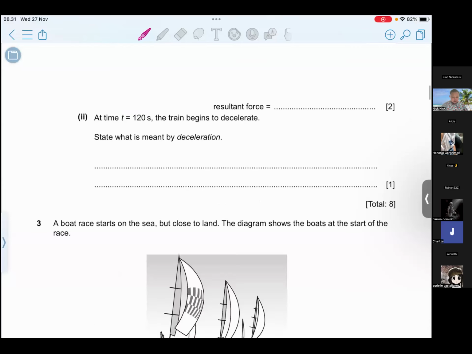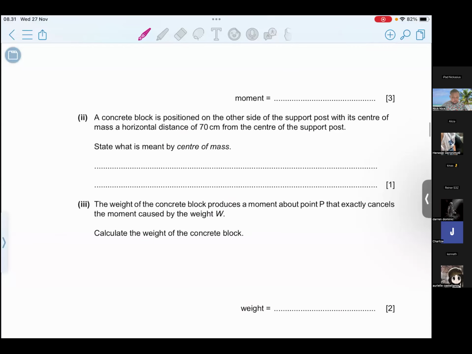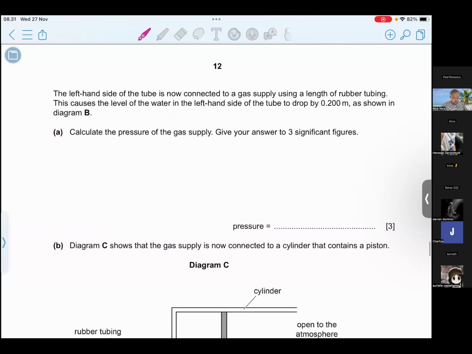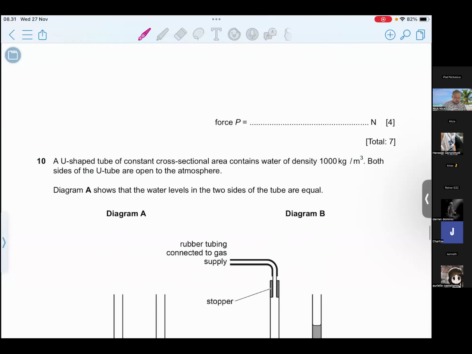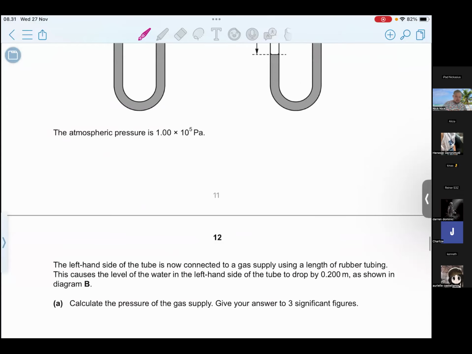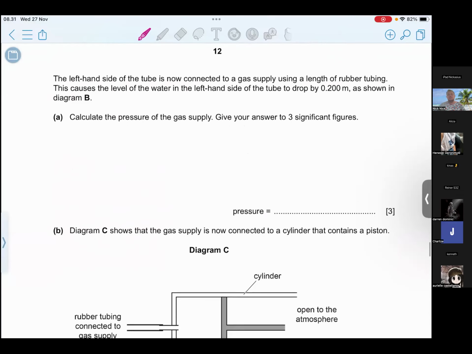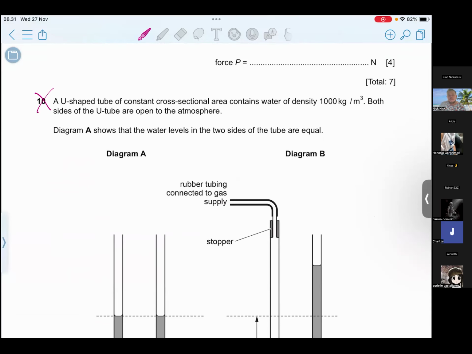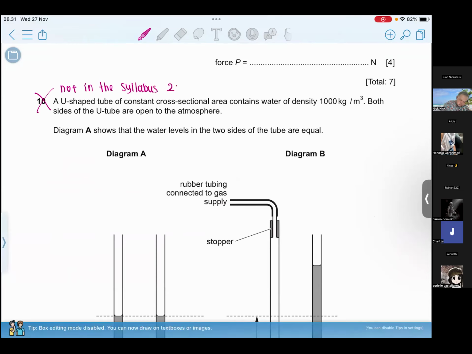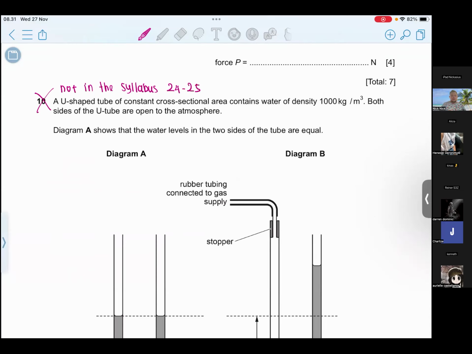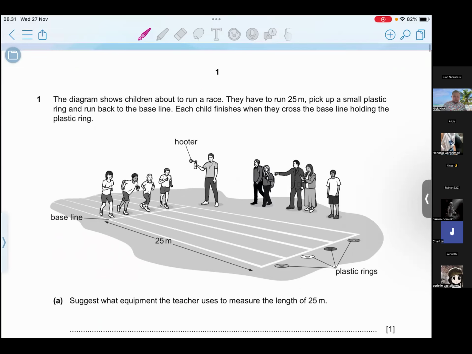Now, students, for number 10, it is not included, okay? Number 10 is not included because it is not in the IGCSE syllabus 2024-2025. Do not include this, okay? This is manometer. Let's start from number 1.